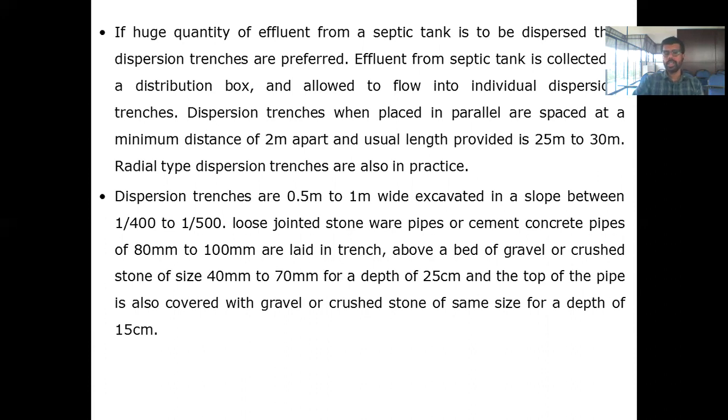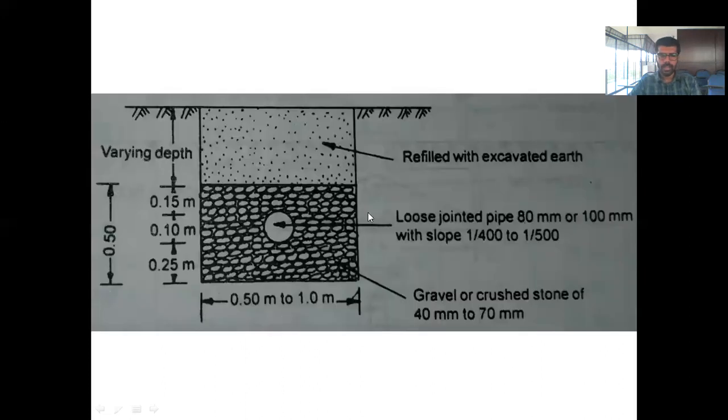So loose jointed stoneware pipes or cement concrete pipes of 80 mm to 100 mm are laid in trench above a bed of gravel or crushed stone of size 40 mm to 70 mm of a depth of 25 centimeter, and the top of the pipe is also covered with gravel and crushed stone of the same size for a depth of 15 centimeters. That's what we have seen here. So this is our loose joint pipe of 80 mm or 100 mm, which is sloped in the ratio of 1:400 to 1:500.